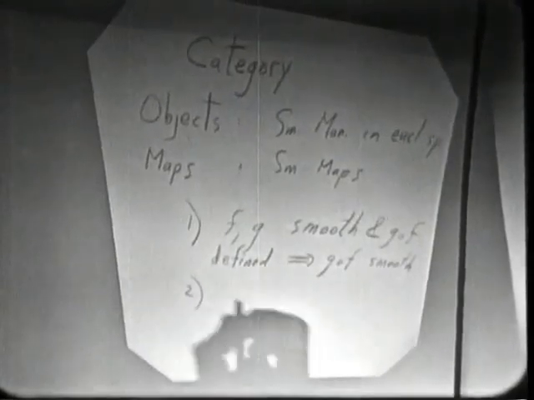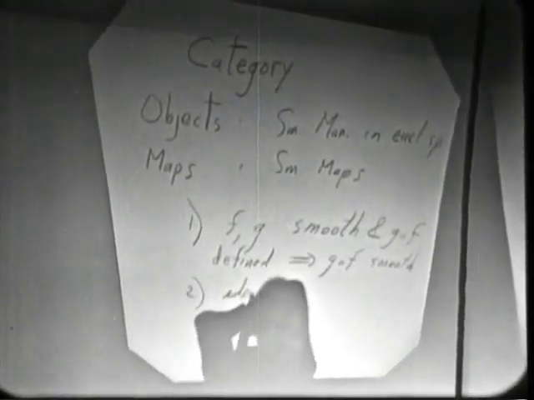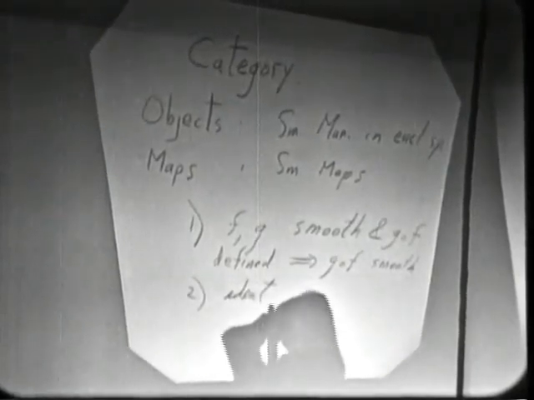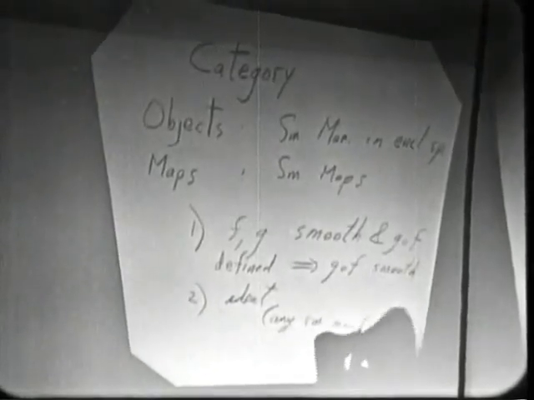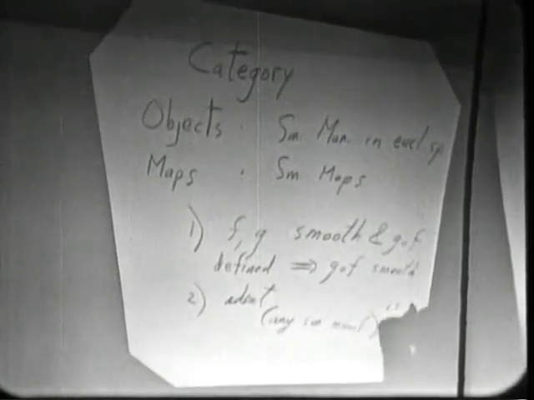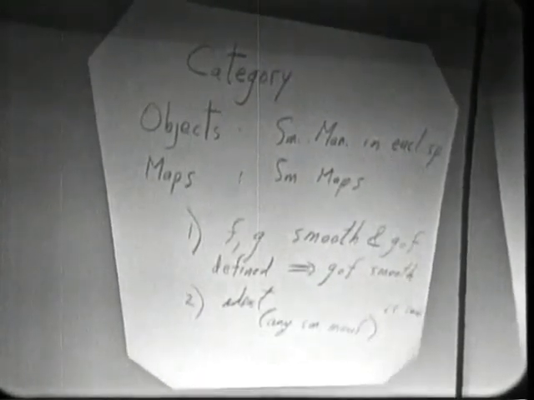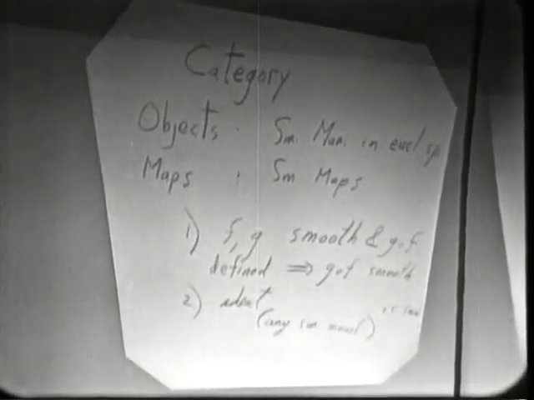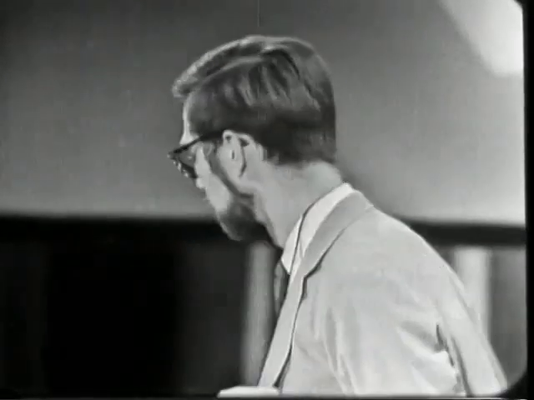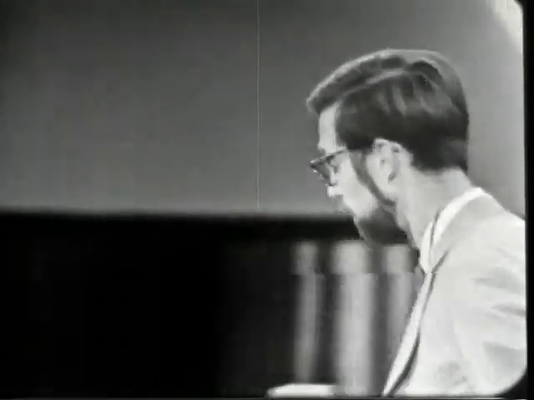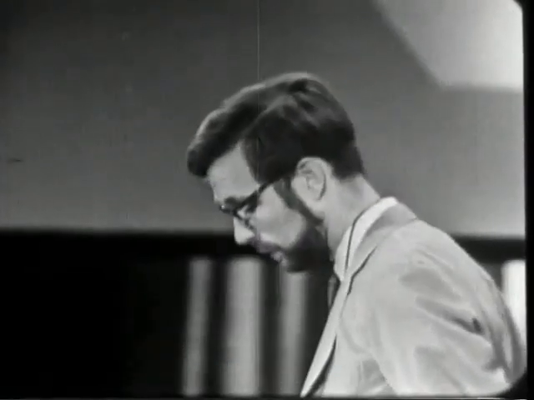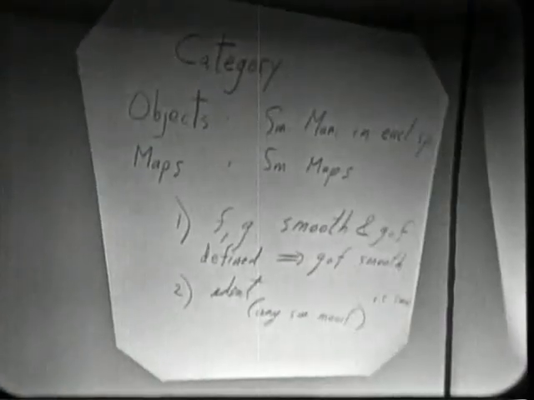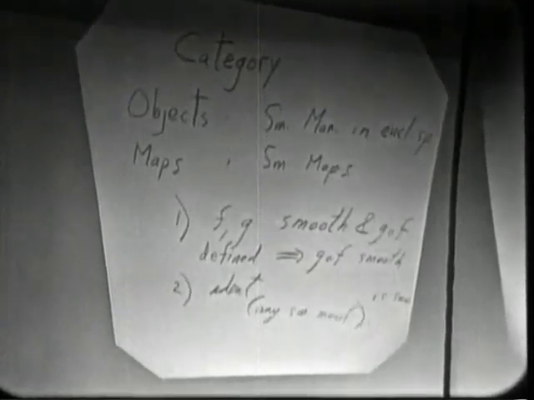And the second property is that the identity map of any smooth manifold is smooth. Identity maps are always smooth. And more generally, any collection of objects and mappings satisfying these 2 conditions is called a category. And in any category, there's a corresponding notion of isomorphism. Here, the concept of diffeomorphism. And now we can state one of the central problems of differential topology.